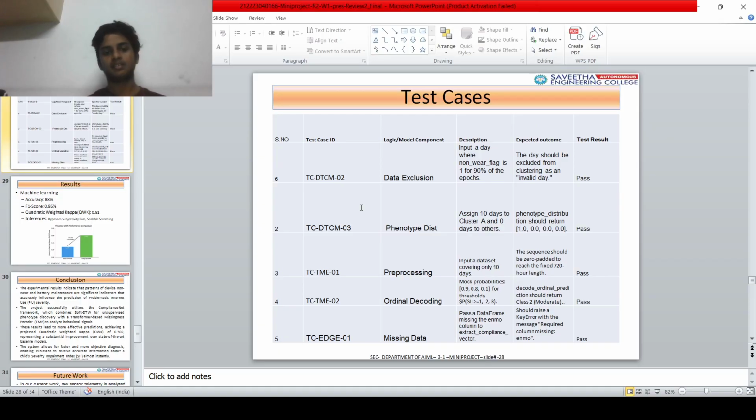Extreme non-wear patterns are also tested. Battery neglect scenarios are evaluated. Neglect time removal is also analyzed. The system handles all the cases robustly. This confirms the reliability.